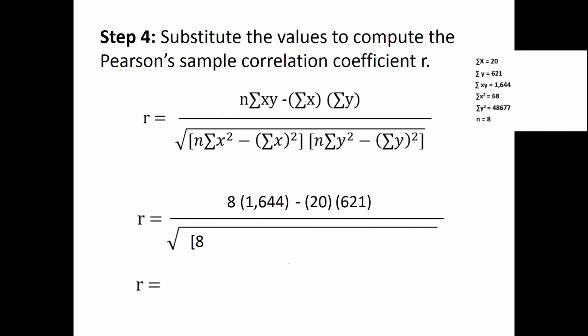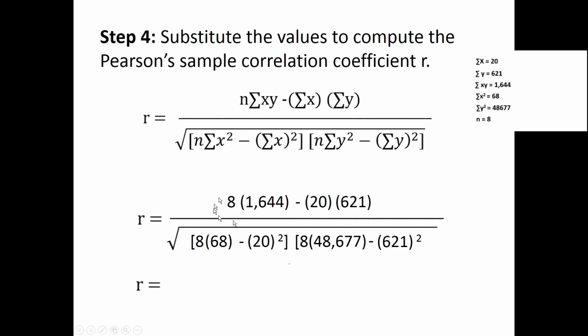What is n? That would be 8. Then the sum of x squared is 68. So 8 times 68 minus the sum of x, then do not forget the exponent 2 or square, and then close the bracket, then open a bracket, n again. So we have 8. The sum of y squared would be 48,677 minus the quantity 621, for the sum of y, that would be 621 squared. Alright? So, tapos na tayo mag-substitute.